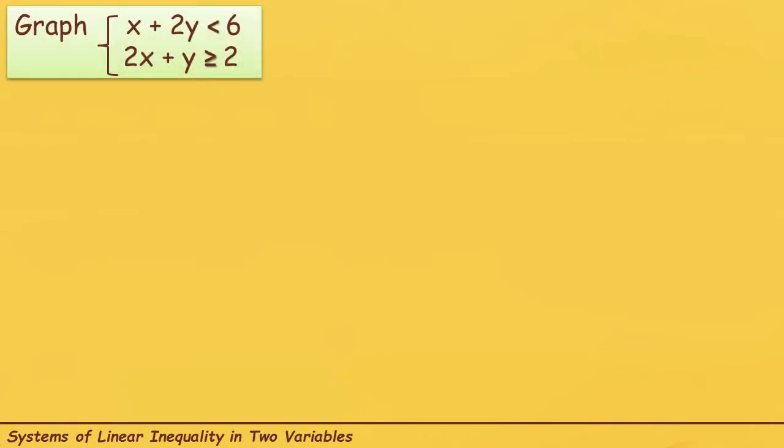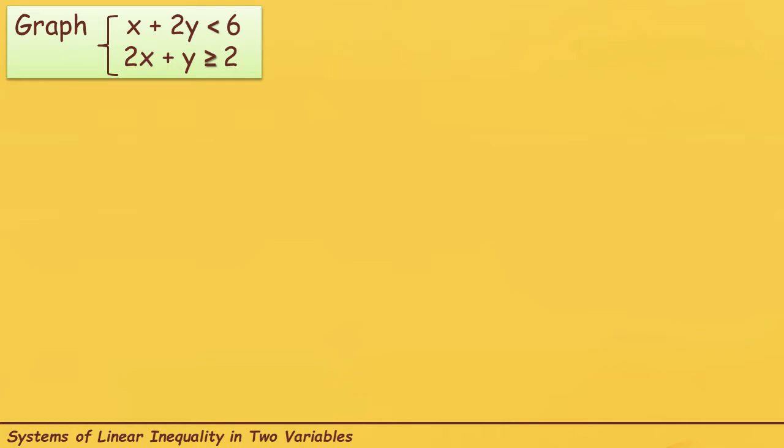Now, let us graph the system of linear inequalities in two variables. x plus 2y is less than 6. 2x plus y is greater than or equal to 2. Sa paggagraph ng system of linear inequalities in two variables, ginagraph natin yung dalawang linear inequalities sa iisang Cartesian plane lang.